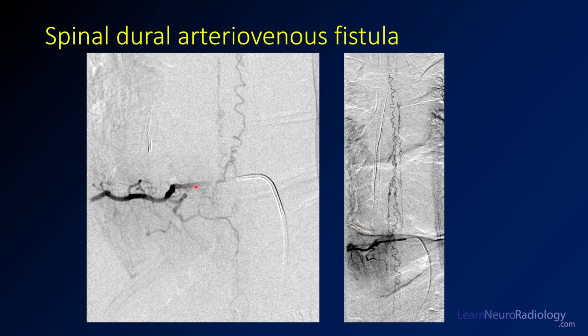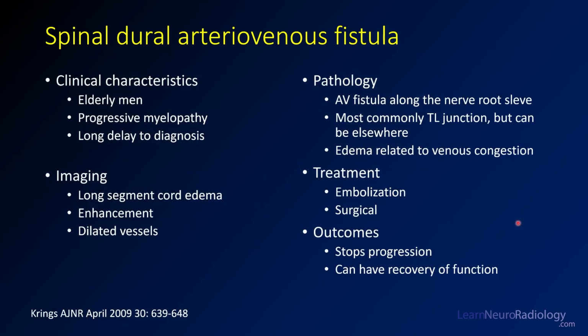Now the pathology here is an abnormal connection along a nerve root sleeve where an artery is directly connected to a vein. It leads to venous congestion and these abnormal veins that are exposed to arterial pressures and edema within the cord. Like I said, these are classic in elderly men with a progressive myelopathy. They tend to have a long delay to diagnosis, like a year or more. Many of them have had prior surgery.